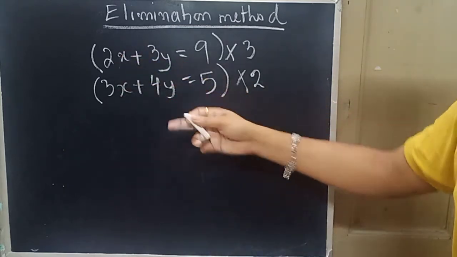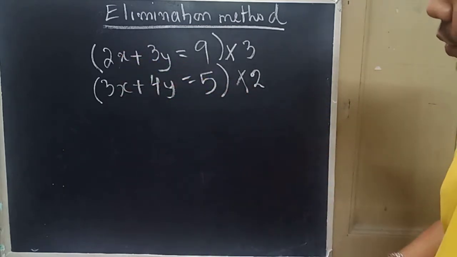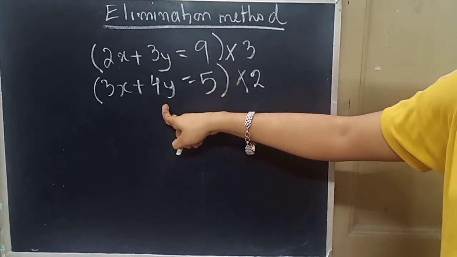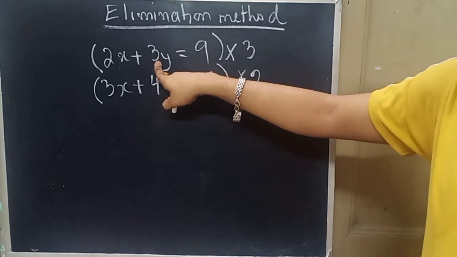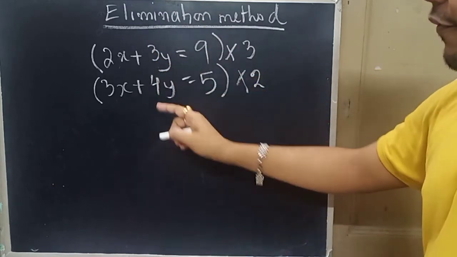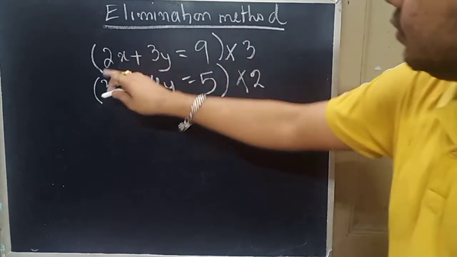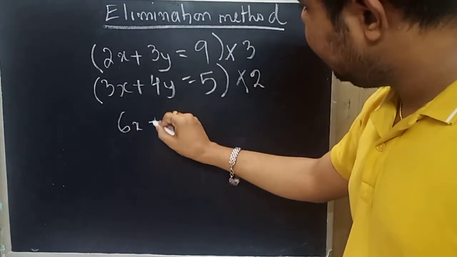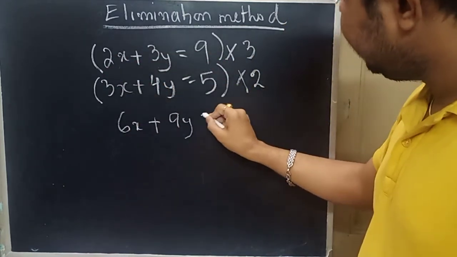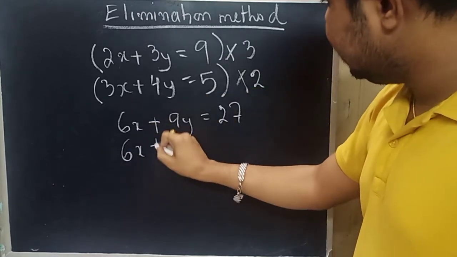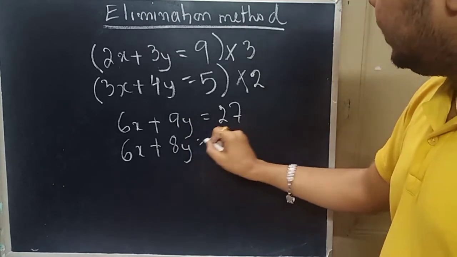You can make y equal also. It depends upon you. To make y equal, take the LCM of 3 and 4. That will come to 12. So what we are going to multiply with 3? 4 become 12. And for 4 we are going to multiply 3. So we are doing with x. So 3 2s are 6x plus 3 3s are 9y equal to 27. 6x plus 8y equal to 10.